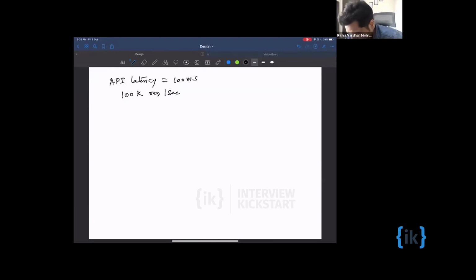Okay. So the first step here is we have to identify how many requests are served by one server in 1 second. So how many requests will be served? If it is only one thread, we know that 1 second is 1000 milliseconds.